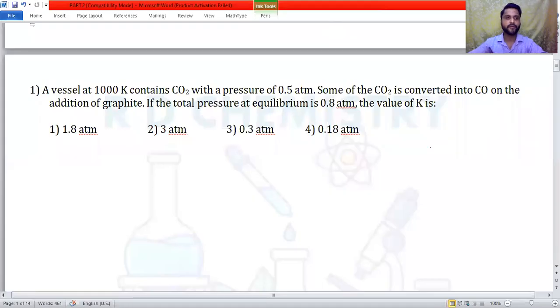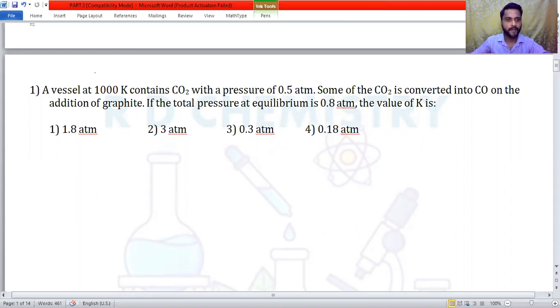Question number 1. A vessel at 1000 Kelvin contains carbon dioxide with a pressure of 0.5 atmosphere. Some of the carbon dioxide is converted into carbon monoxide on the addition of graphite. If the total pressure at equilibrium is 0.8 atmosphere, the value of equilibrium constant K is.